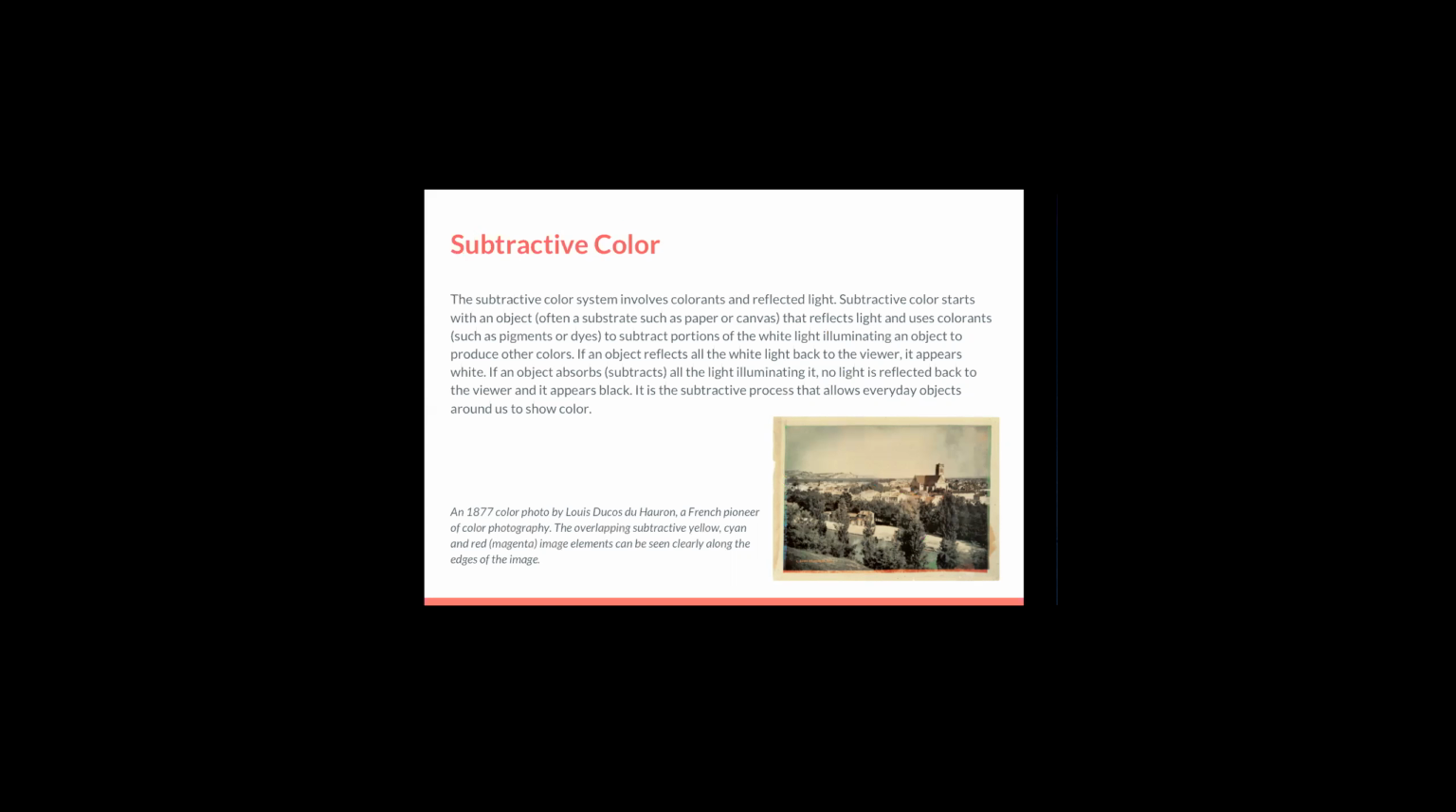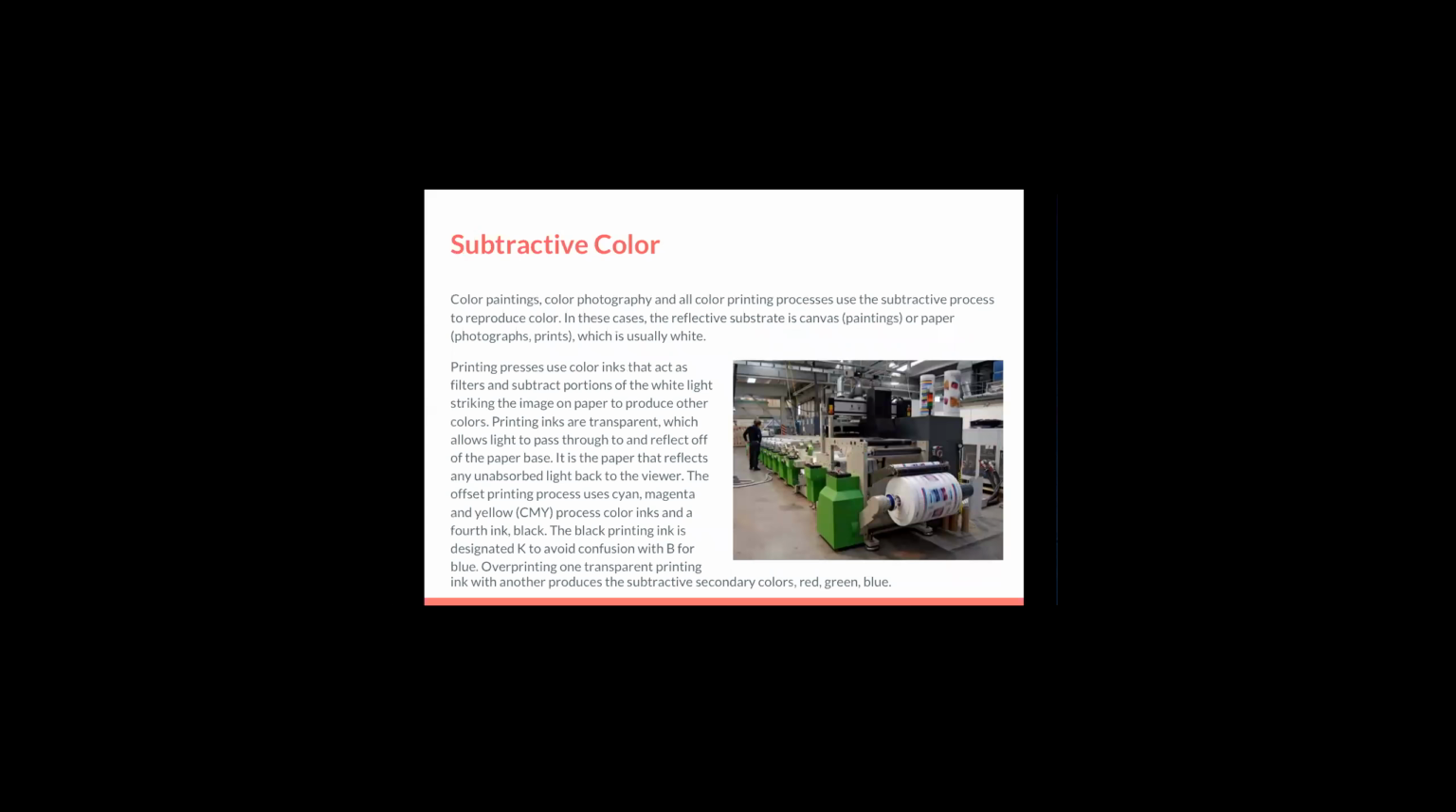This is an 1877 color photo, and a French pioneer of color photography took it. So the overlapping subtractive yellow, cyan, red, magenta image elements can be seen clearly along the edges of the image. Color paintings, color photography, and all color printing processes use the subtractive process to reproduce color. In these cases, the reflective substrate is canvas, painting, or paper, photographs, prints, which usually are white.